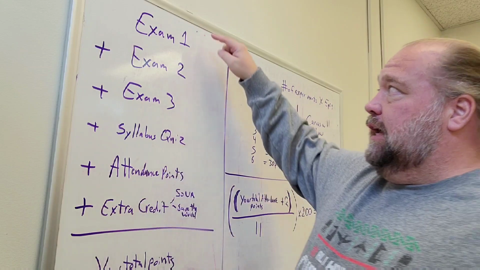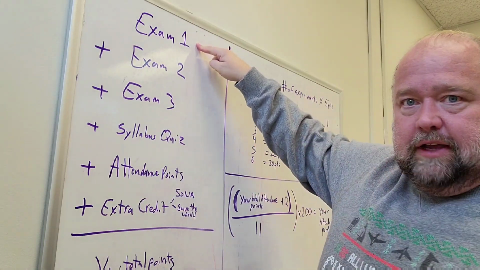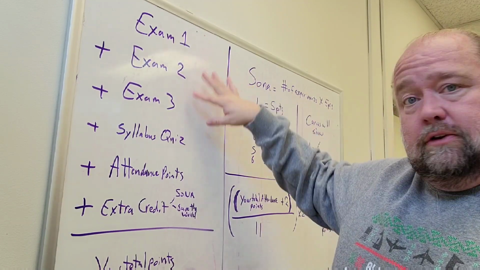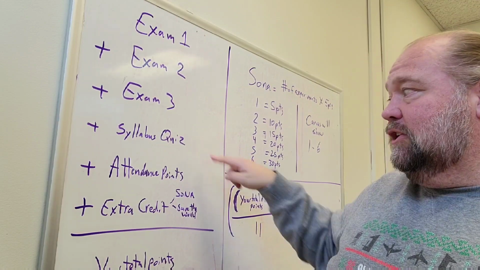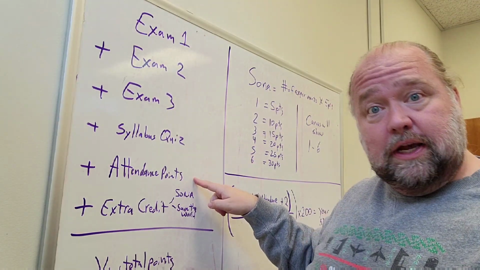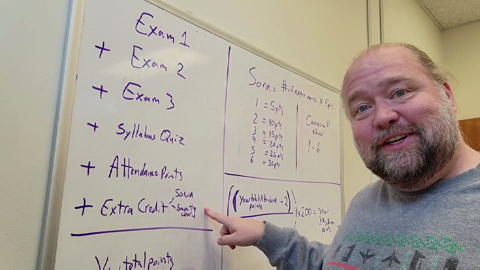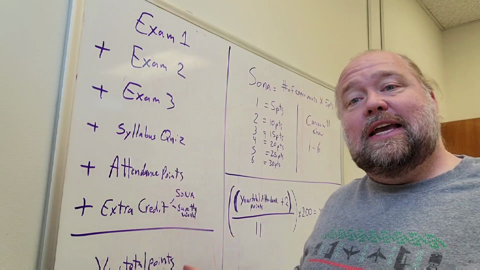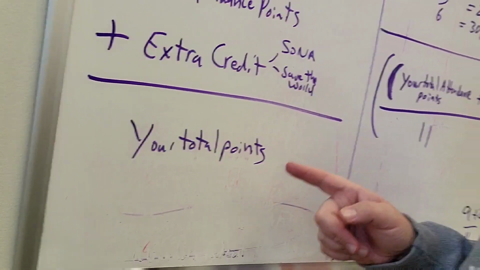But what you're going to do is add your exam 1 score. So if you got 230 out of 200, you put that in there. Your exam 2 score, your exam 3 score, you're adding those three together. Then you add the points for the syllabus quiz, and then your attendance points, which I'm going to show you how to calculate in a second, and then any extra credit you earned. You take all that together, and that gives you your total points, and that's what you're going to use to figure out your grade.